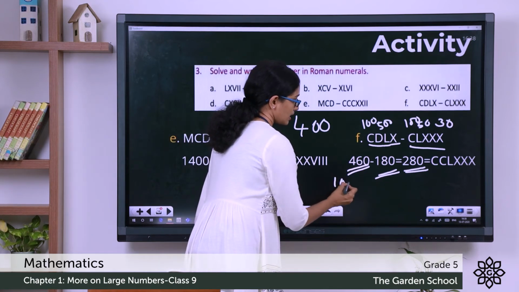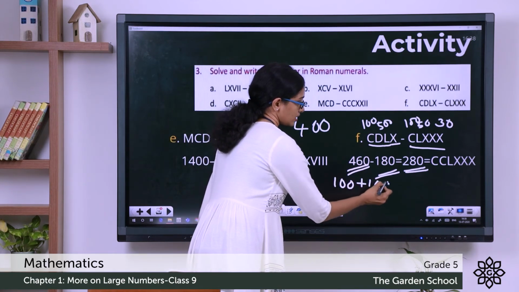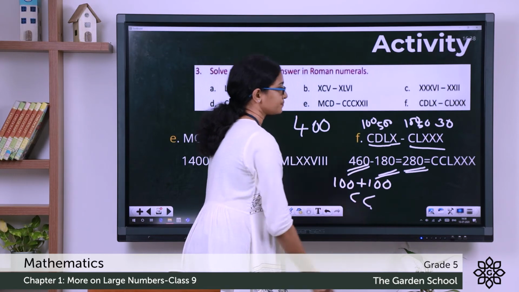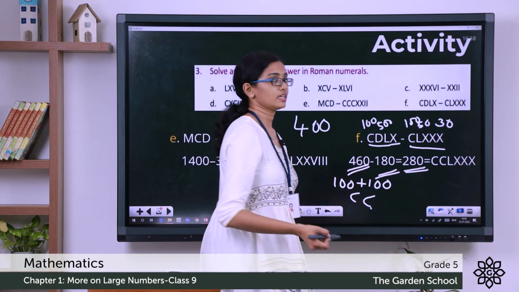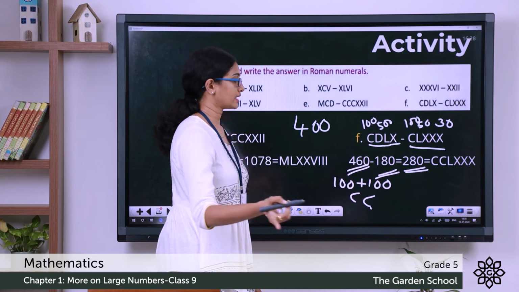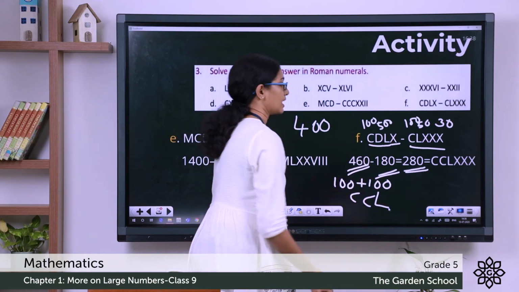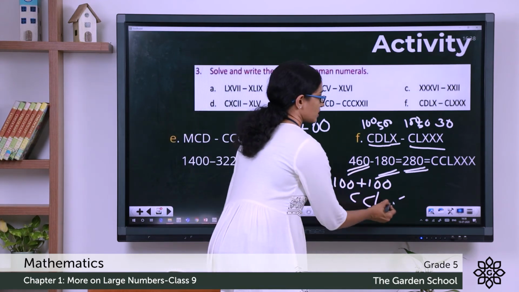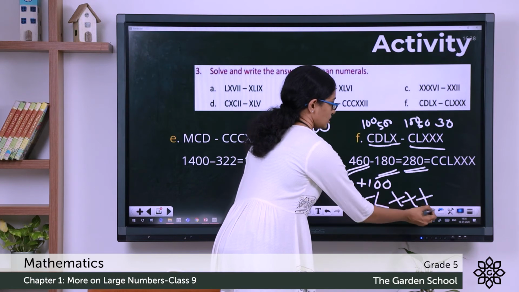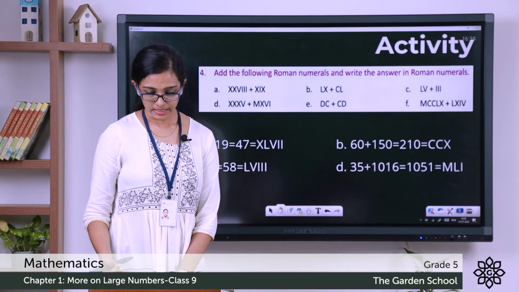200 is equal to 100 plus 100, right? So we can put 2 C's here. Now how do we write 80? 80 is 50 plus 30. How do we write 50? It's L. And how do we write 30? It's 3 X's. So let's see the second set of questions.